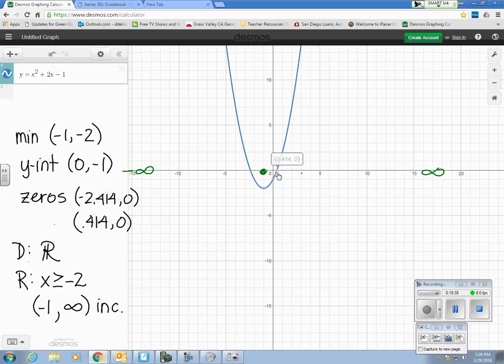It's decreasing from negative infinity up to, but not including negative 1. So here's my negative infinity, decreasing up to, but not including negative 1.